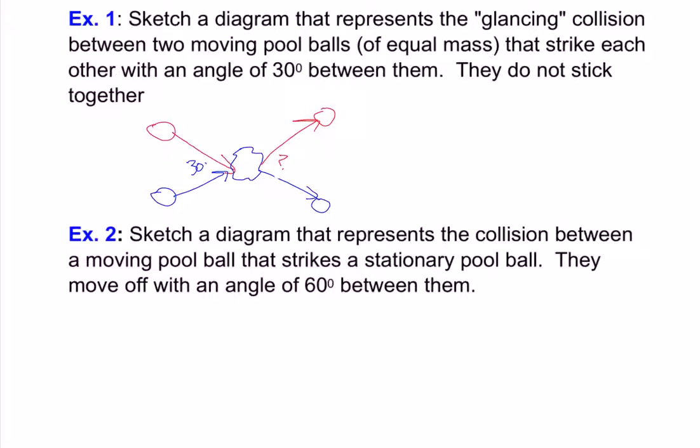Let's draw one more. It says a ball strikes a stationary one, and then they move off with an angle of 60 degrees between them. So let's suppose we have one ball coming in and hitting one that's stationary. After the collision, the red one goes off in one direction and the blue one goes off in a different direction, with 60 degrees between them after the collision. So you get the idea. That's how we want to draw our diagrams. We don't necessarily have to draw the balls and the collisions, but we want to be careful drawing our vectors properly.